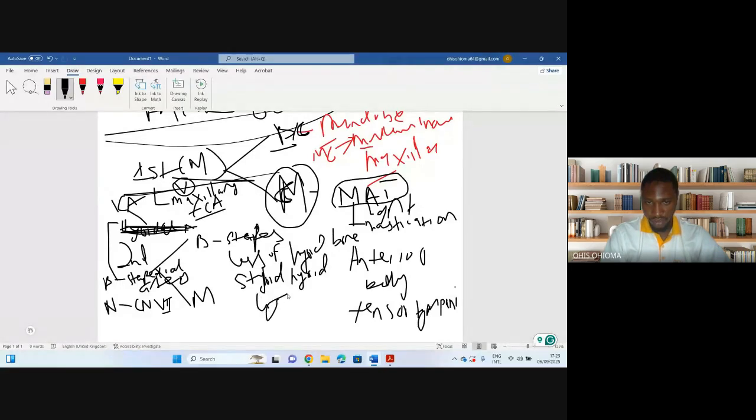Stylohyoid ligaments. So there are 3 structures that I want you guys to remember, and they are all S. The stapes, the lesser horn of the hyoid bone, and the stylohyoid ligaments. All of them have the S. The bones and ligaments that derive from the second pharyngeal arch have the S in them, right?